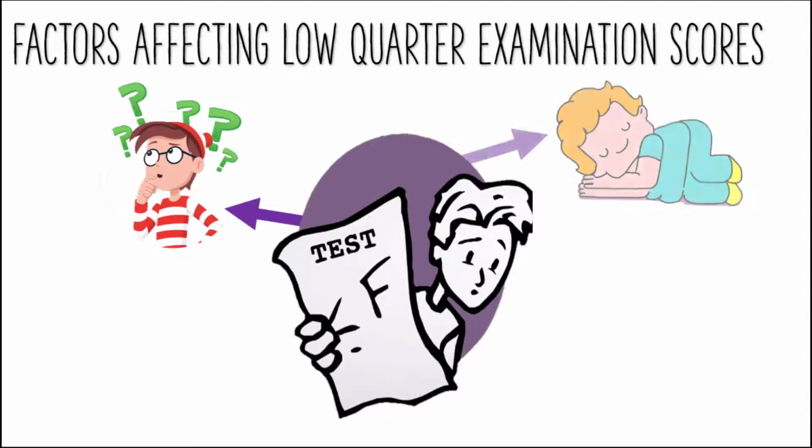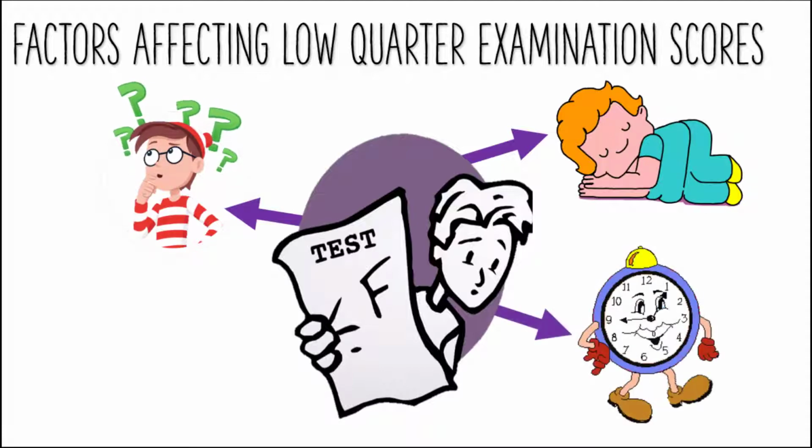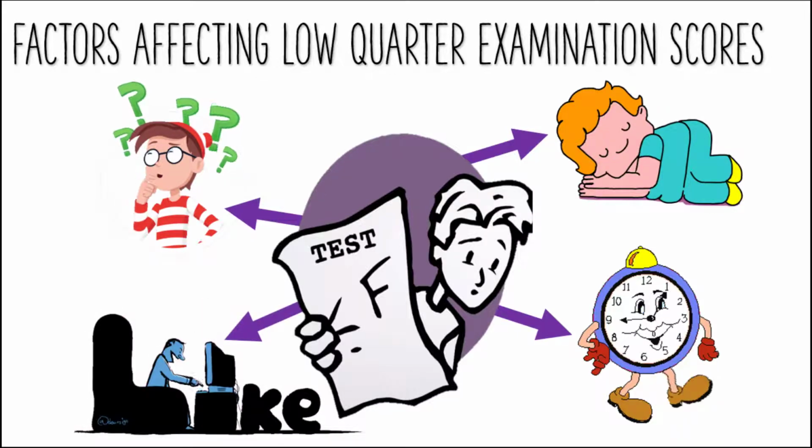Another factor that may contribute is that the student might have overslept and failed to come on time on the day of the examination. The student might also run out of time during the examination. Or, the student may have spent the night putting his or her attention on social media. All of these sample factors affecting low quarter examination scores are called variables.